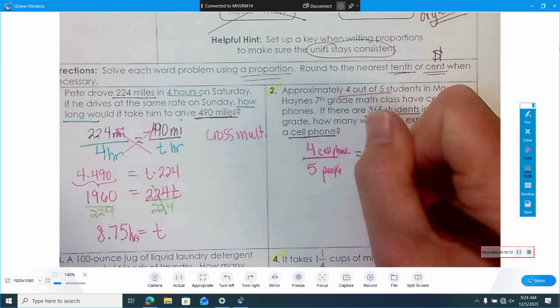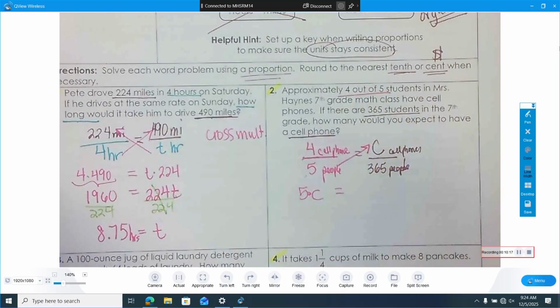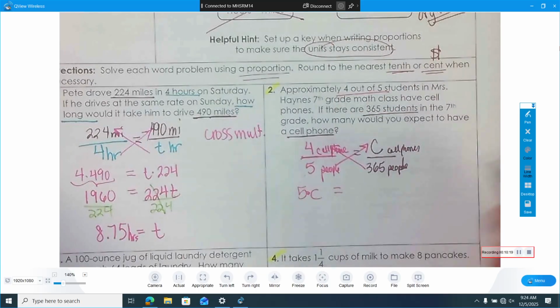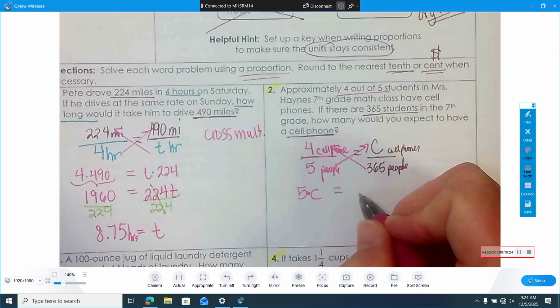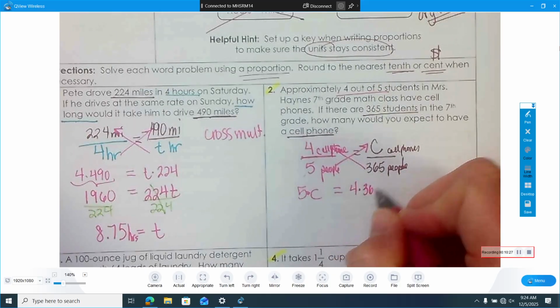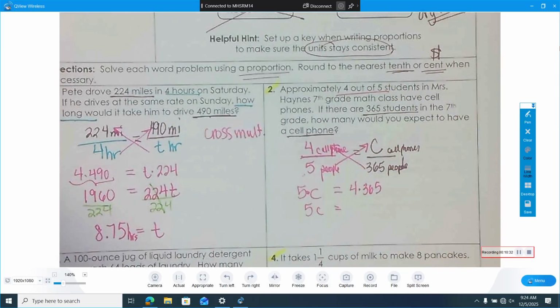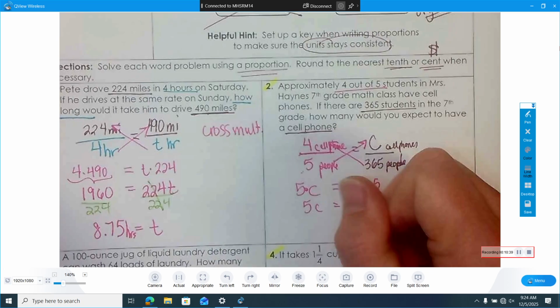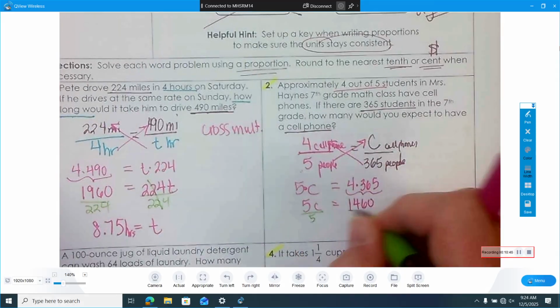Cross multiply. Very good. So we're going to multiply 5 times C, and we're going to multiply 4 and 365. 4 times 365. All right, so we have 5 C's equals, what is 4 times 365? 1460. And then how do we get C by itself? Divide by 5, divide by 5.